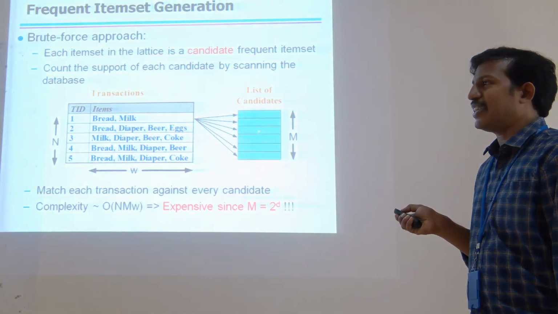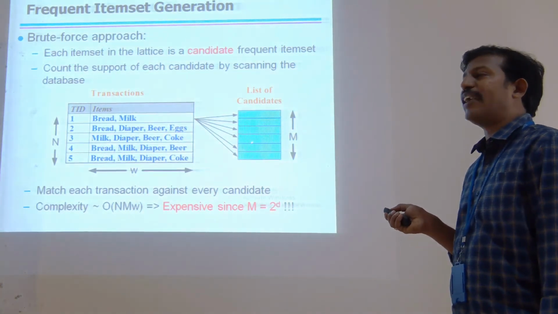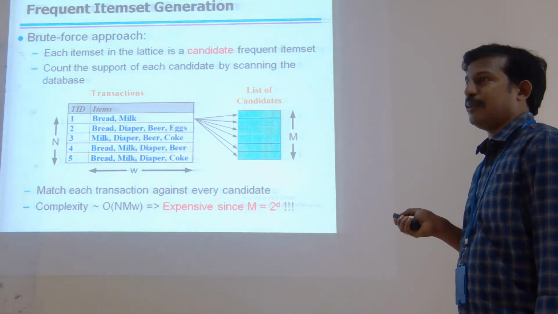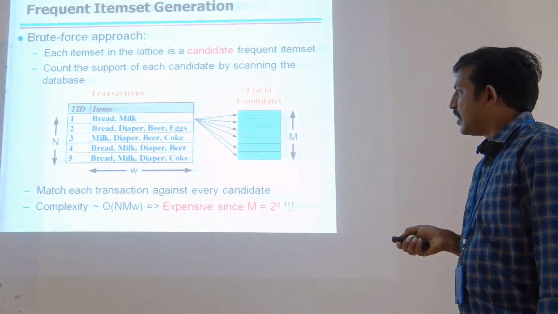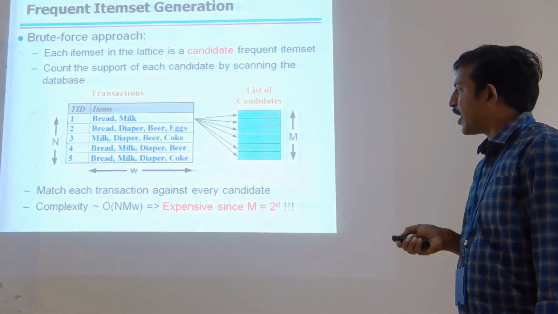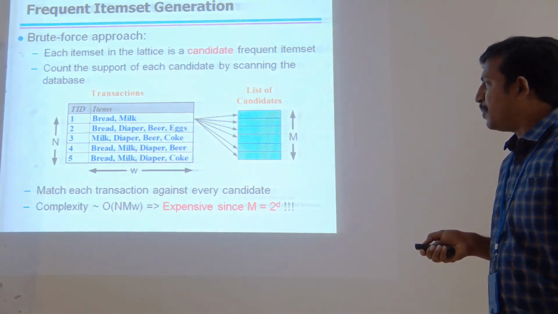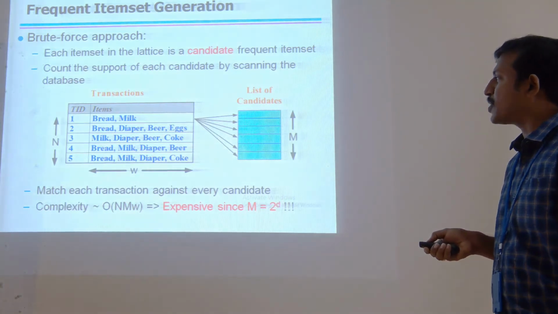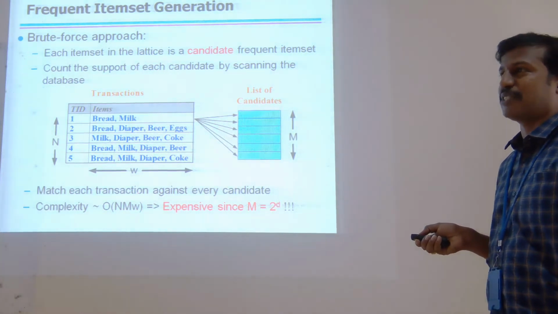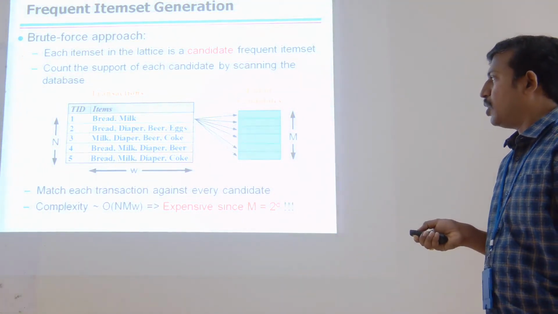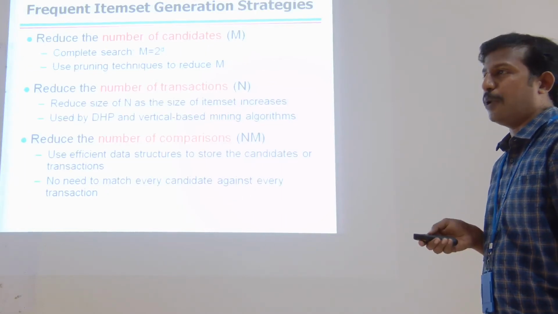As we already saw in the last slide, if we have D items, then how many candidate item sets can we get? 2 power of D. So if M is 2 power of D, the complexity of this algorithm is order of N into M into W. Since M is the exponential number, the time complexity would be exponential. Exponential time complexity is the worst time complexity for any algorithm. So we'll see what the possible solutions for this problem are.